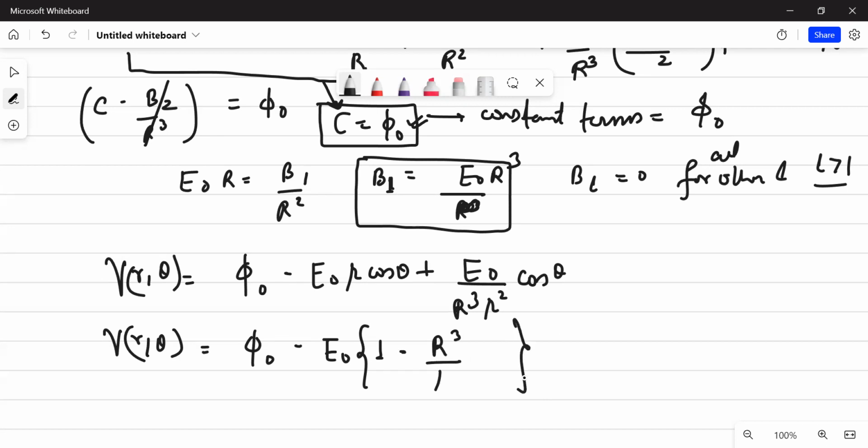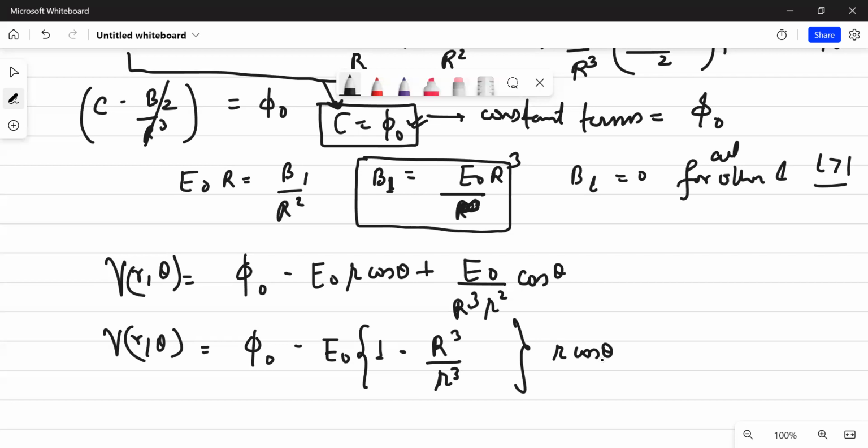Let's take one R common outside. So we'll take R cos theta outside, so this will be R cube here. Okay, is that clear? So this is V(r, theta) = phi naught minus E naught 1 minus R capital cube upon R small cube into R cos theta. Is that clear?